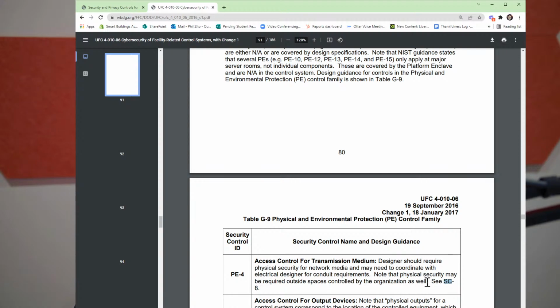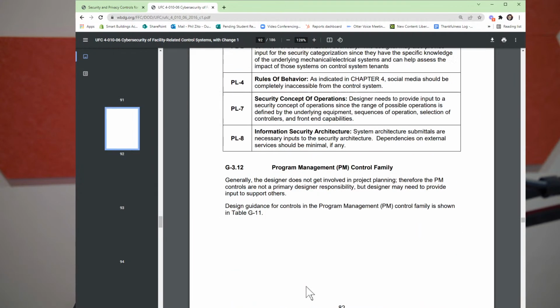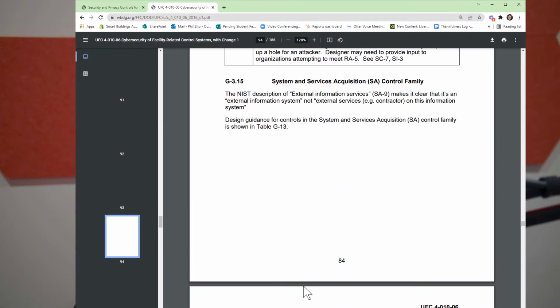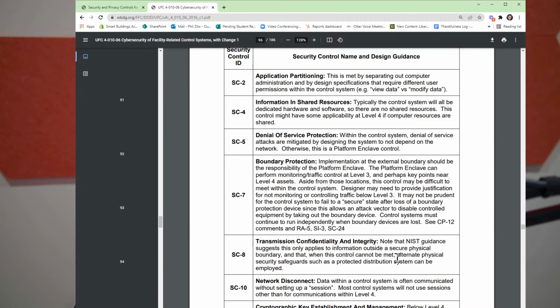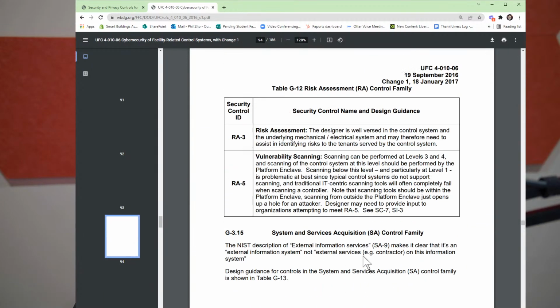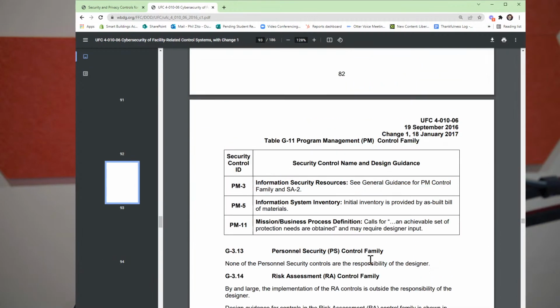But physical security is going to be our answer. We're going to have to physically secure our building automation system trunks. Now, that's going to require coordination with the electrical contractor. That's going to require additional cost potentially. So we can see in SC8 that alternate physical safeguards such as protected distribution system can be employed. So we'd have to understand what that means. There's a variety of interpretations to that as well. But you can start to see how these things are interconnected.